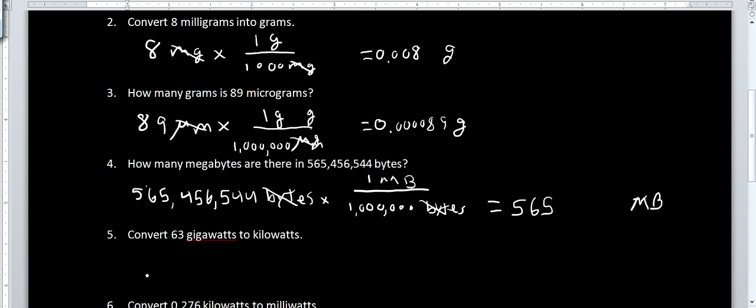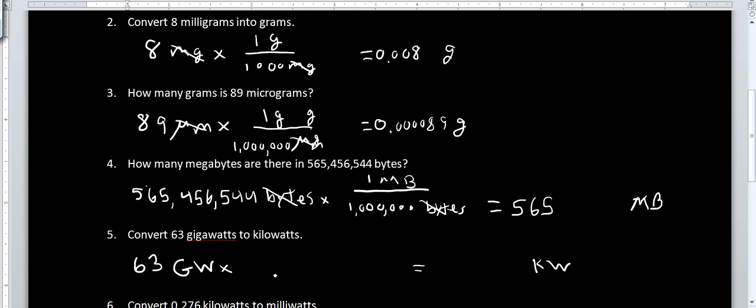And the last one I'll do is converting 63 gigawatts to kilowatts. So the easiest way to do this is to change gigawatts to watts first, and then change watts to kilowatts.